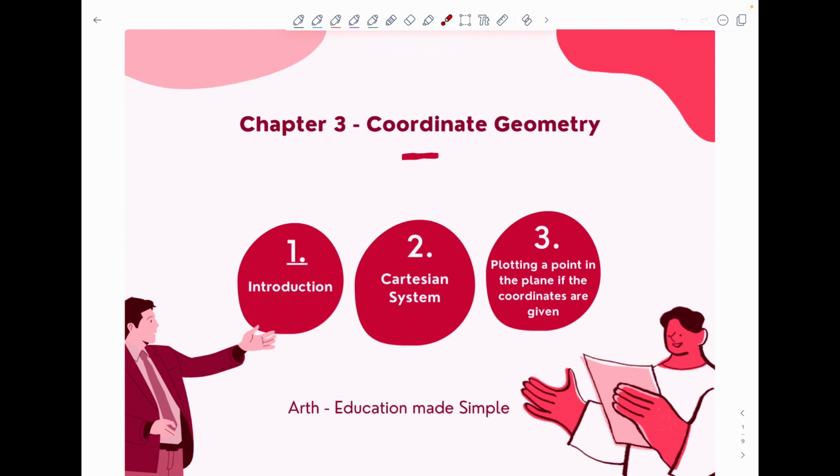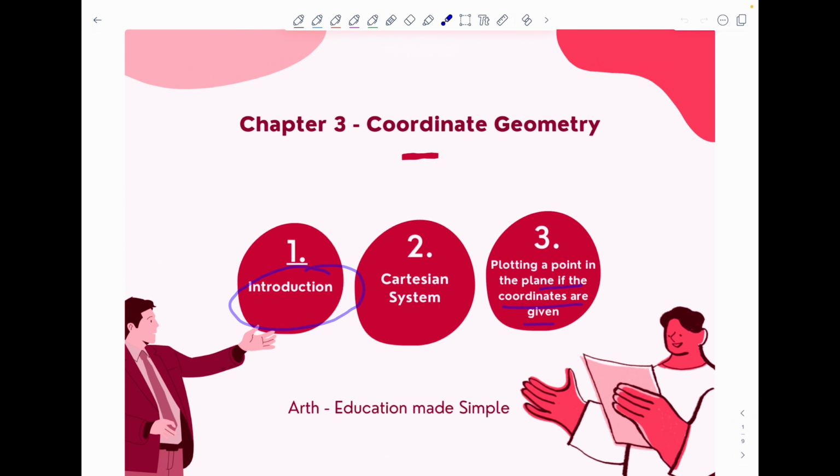So we have completed 2 chapters previously. Today we will be starting with the third chapter in NCERT, that is coordinate geometry. The part of coordinate geometry is divided into 3 sections in NCERT. The first section is introduction, second is Cartesian system, the third is plotting a point in the plane, that is, if coordinates are given, how you are going to plot a point in the plane. So these are the 3 sections.